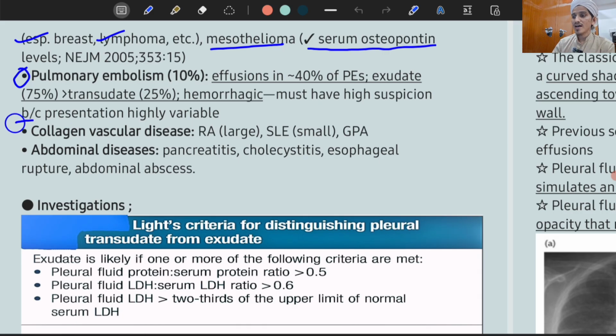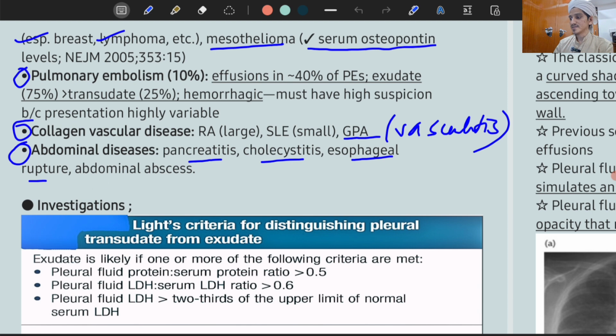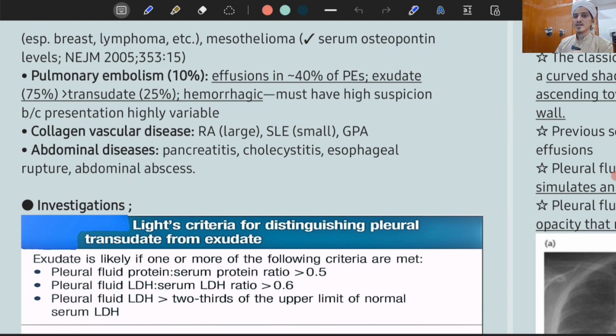Other causes include collagen vascular diseases like rheumatoid arthritis, large effusion, and SLE, small effusion, and granulomatosis with polyangiitis, which is a type of vasculitis. Okay, so rheumatological disorders and vasculitis are the fourth most common causes of exudative pleural effusion. Then the fifth common cause is abdominal diseases, which include pancreatitis, cholecystitis, esophageal rupture, and abdominal abscess. So these are the important transudative and exudative causes of pleural effusion.